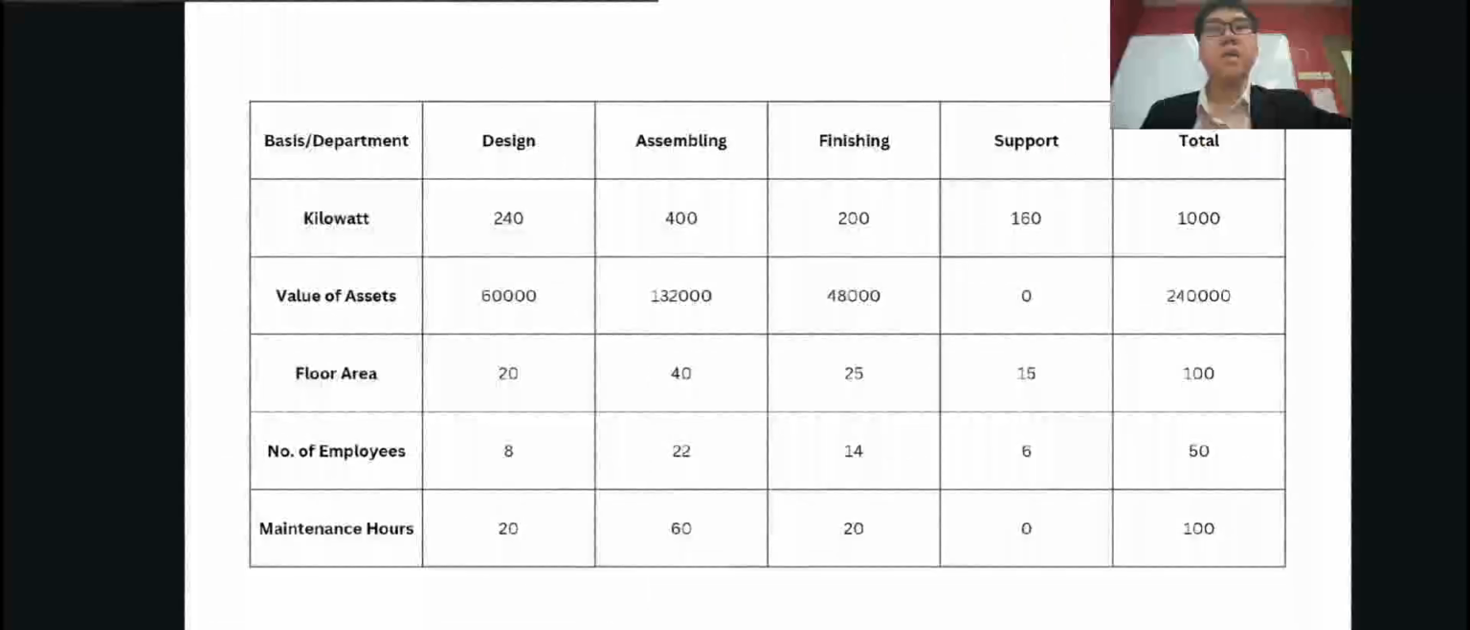For this table, as before, we can see the questions that have many decimal points times the unknown, which is for the value of machine or value of the asset, we get 0.25G, 0.55G, 0.2G. So we just take 0.25 times G, which is 240,000, and then we can get the answers, which are 60,000, 132,000, 48,000 for each of the following. So same goes for floor area. 0.2H equals 20, and then 40, 25, 15 for each of the following.